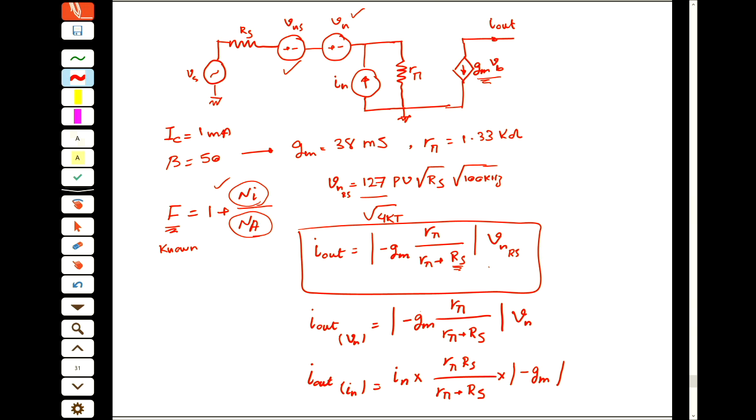We have two equations and two unknowns, and you can simply find that. In case 1, you will find A1 Vn squared plus B1 In squared equals C1. And in case 2, A2 Vn squared plus B2 In squared equals C2. And then you can find In and Vn from these two. Clear?